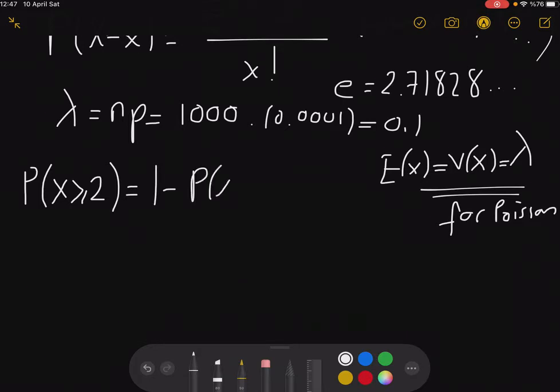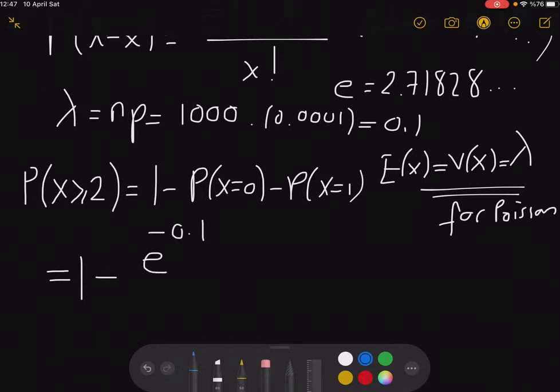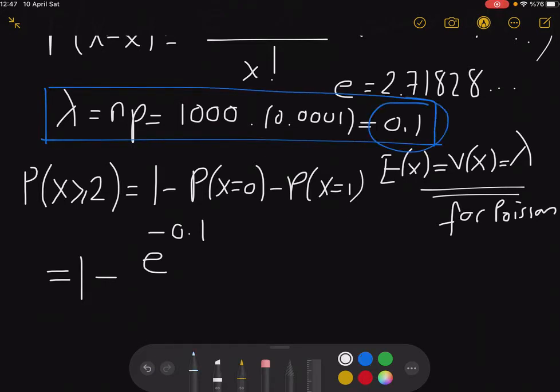Now take a look at this. 1 minus the probability of X equals 0 minus the probability of X equals 1. Now you will see that it is much more convenient. e to the power minus 1, because we already calculated our lambda here. See?